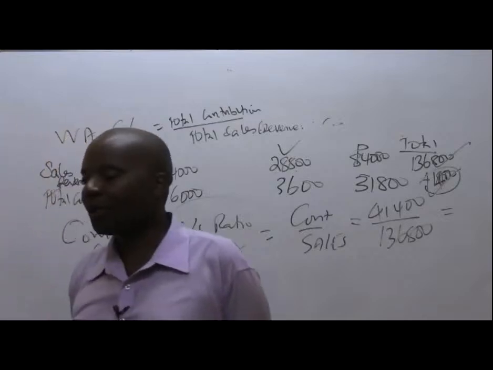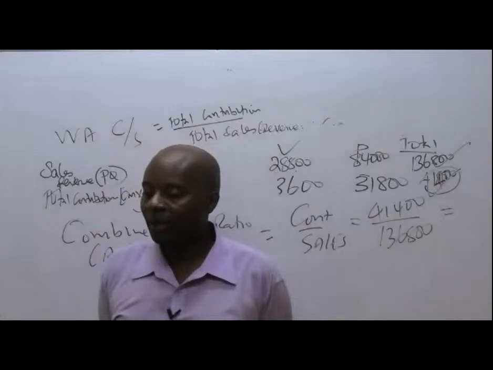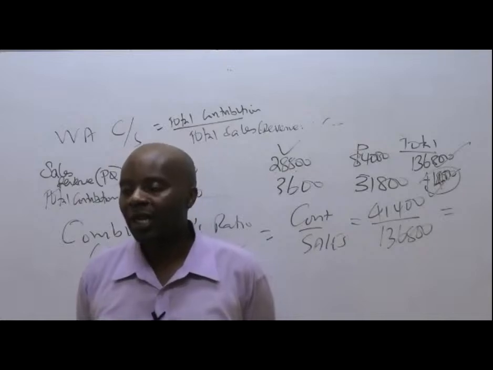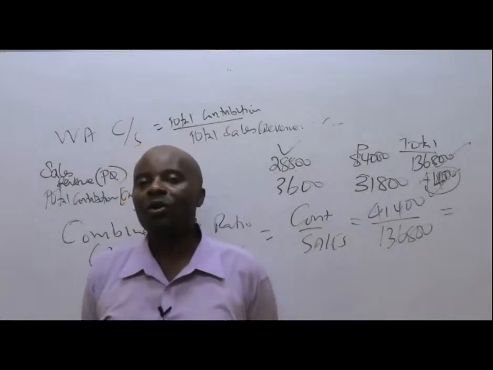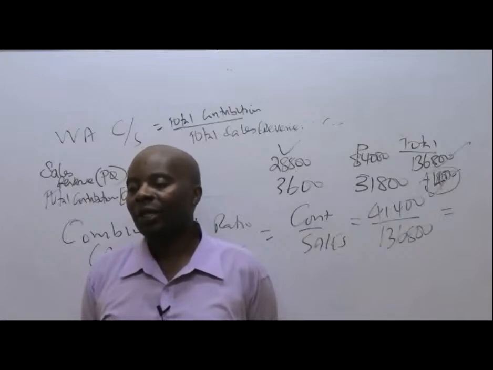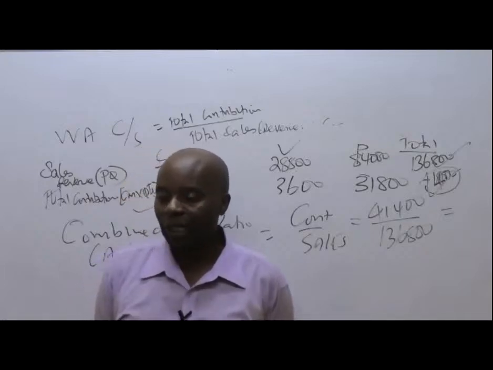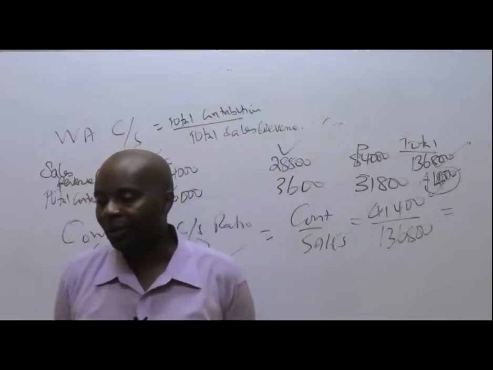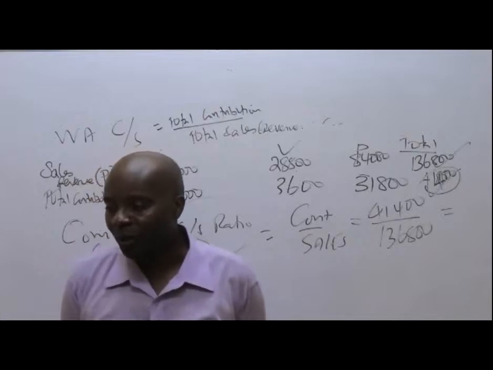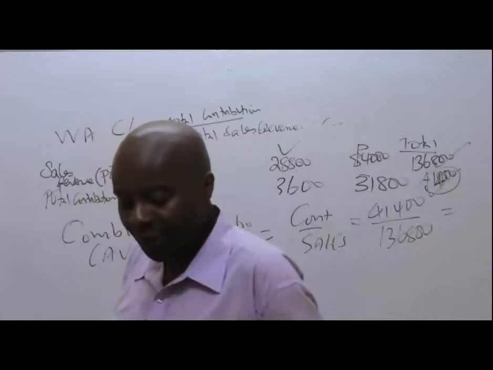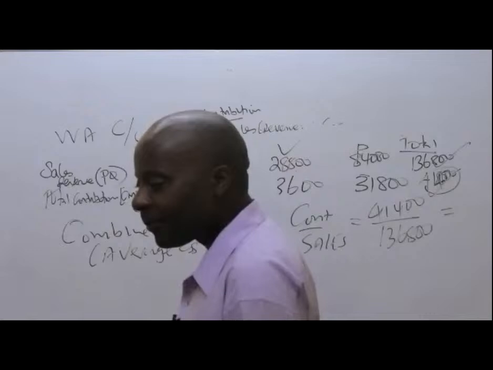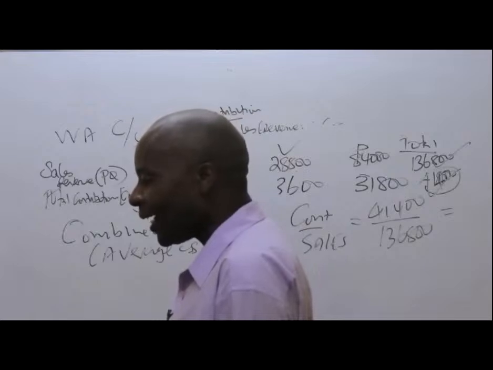Any other person who is able to get a number? 0.303. Margaret, 0.30. How about the other method? The other method gave us what answer? Who is able to remember the other method? It can't be 0.38. The other method gave us 1.92.